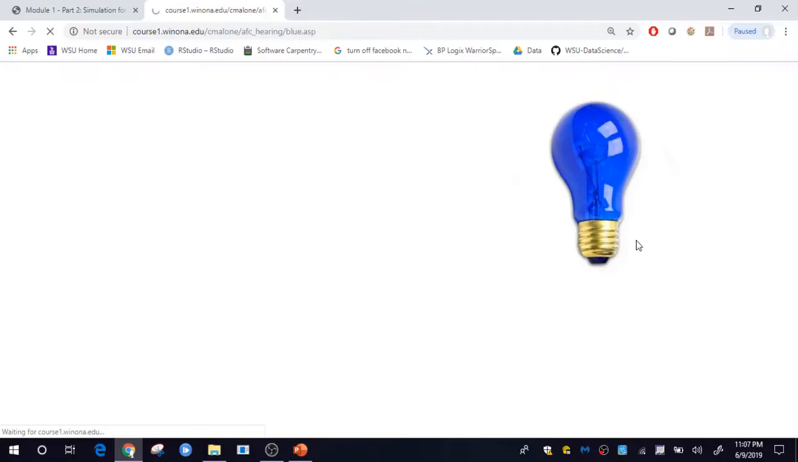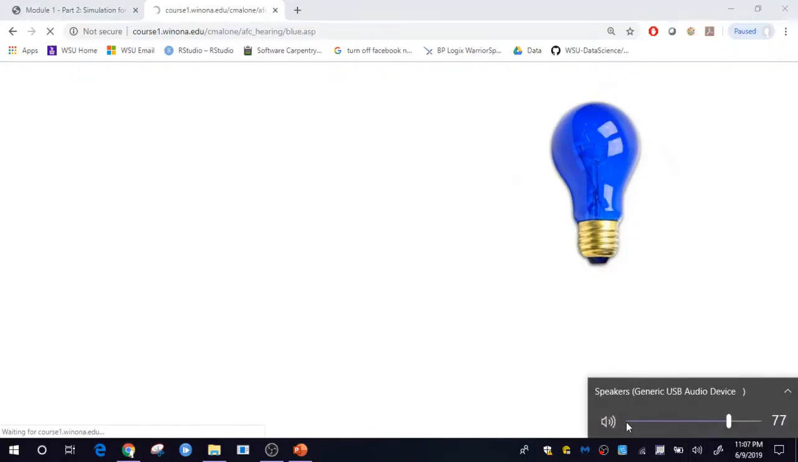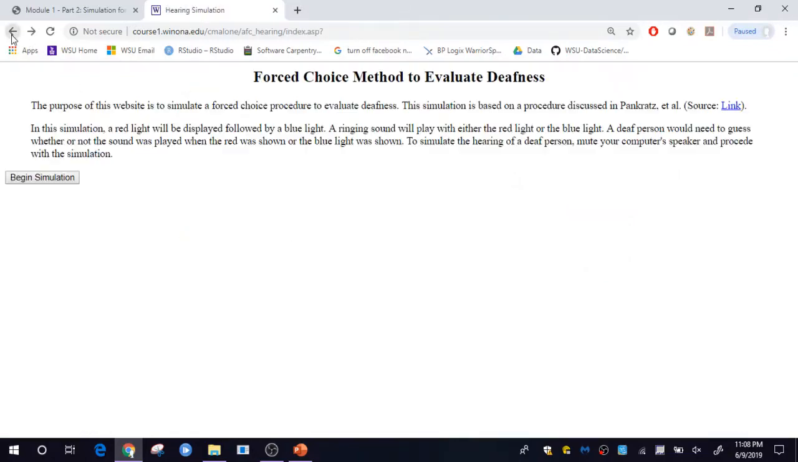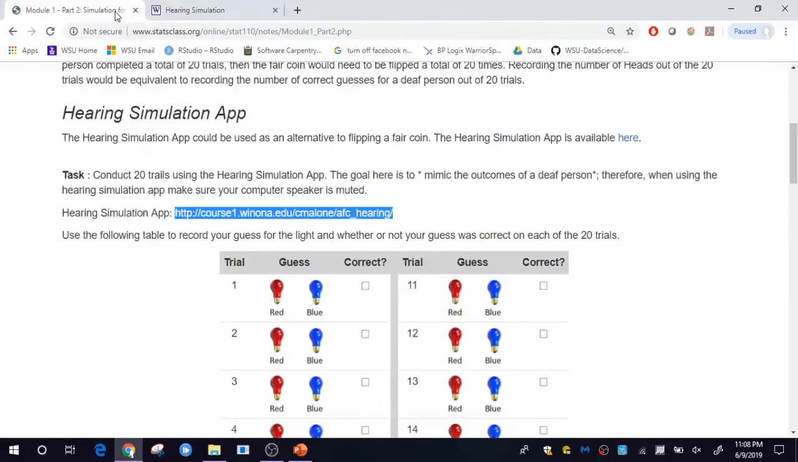Now, in order to mimic the outcomes of a deaf person, we're going to need to put our computer on mute. And then we'll go ahead and rerun this simulation with your computer speaker muted. That means you're going to have to simply guess at what light was on when the sound was being played. So I'd like you to do that a total of 20 times and then simply record how many outcomes you got correct.